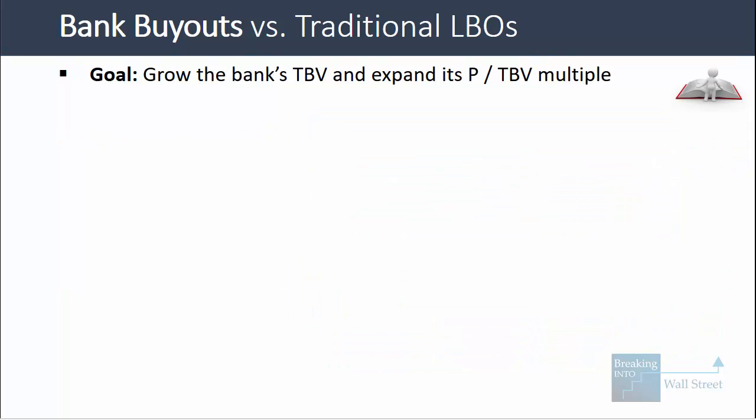Since tangible book value growth and price to tangible book value multiple expansion are the primary goals in bank buyout deals, any PE firm that does this type of deal is going to aim to grow the bank's tangible book value and expand its price to tangible book value multiple. Now, growing the bank's tangible book value depends on how well they can source deposits and debt and grow their loans and keep growing their net income over time.